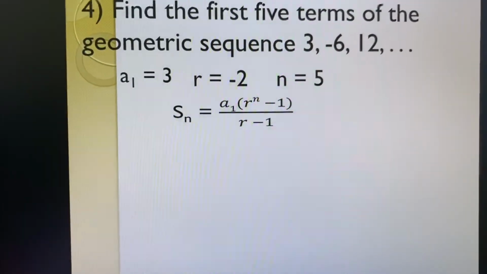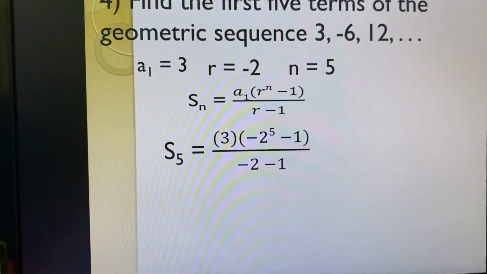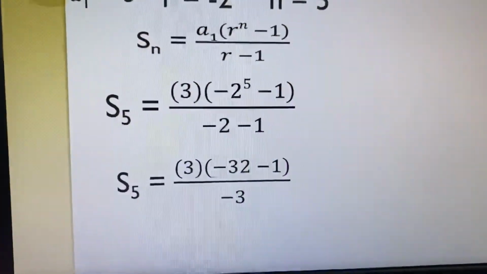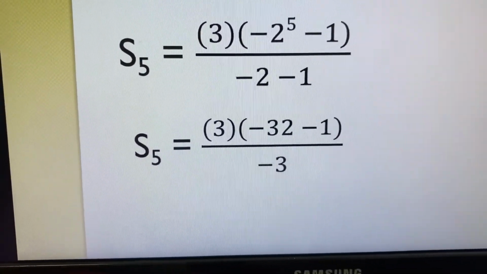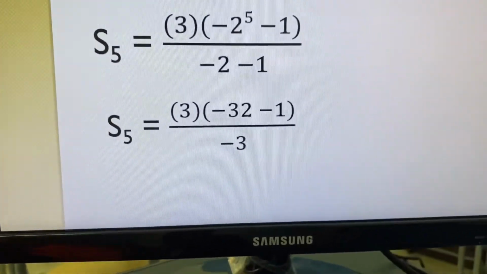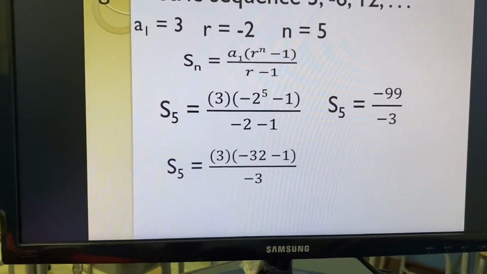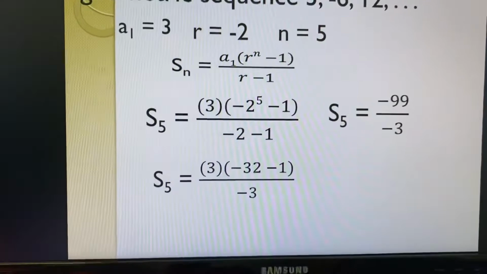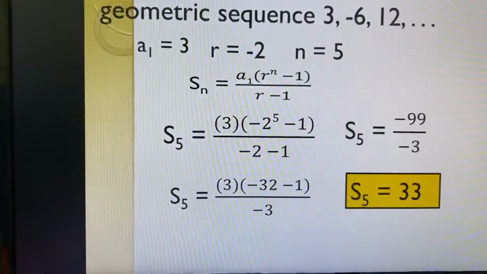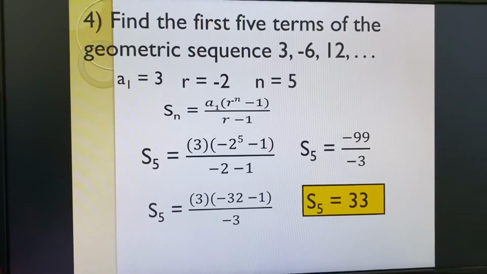By substitution, we have now S sub 5 equals 3 times quantity negative 2 raised to the 5th power minus 1 all over negative 2 minus 1. Then S sub 5 equals 3 times quantity negative 32 minus 1 all over negative 3. And then the answer is S sub 5 equals negative 99 over negative 3. Since the numerator and the denominator both have a negative sign, the final answer will be positive 33. So we need to simplify it. So that is the answer for question number 4.